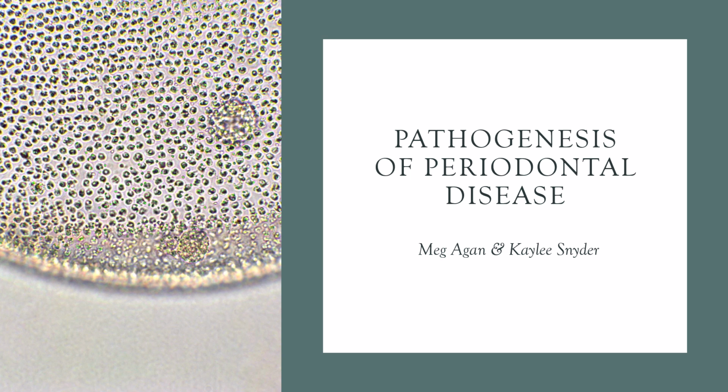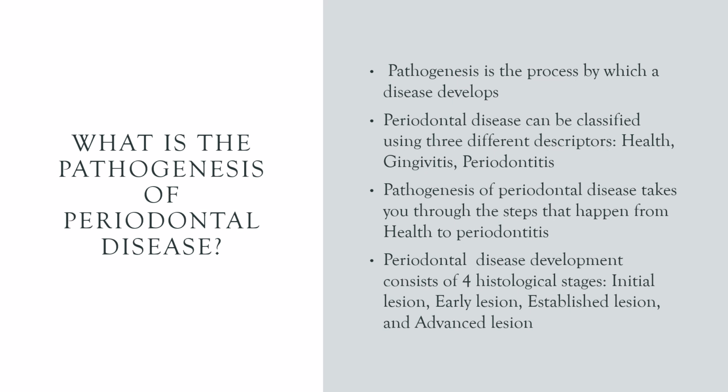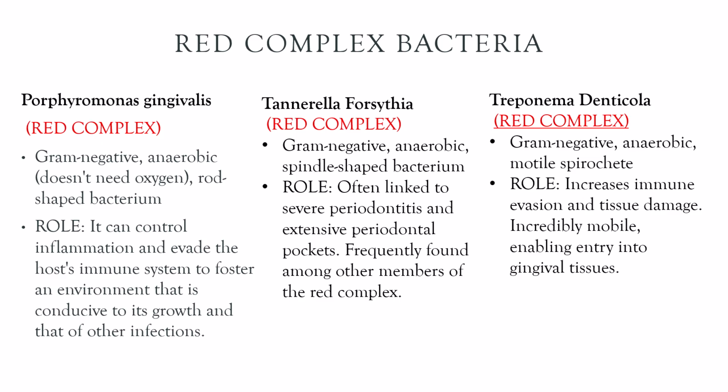So this is the pathogenesis of periodontal disease. The pathogenesis of periodontal disease is the process by which periodontal disease develops, and this consists of 4 histological stages: initial lesion, early lesion, established lesion, and advanced lesion.